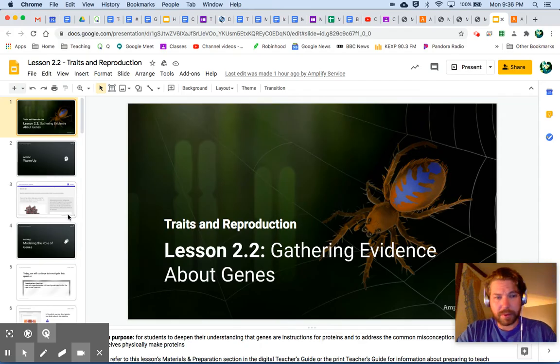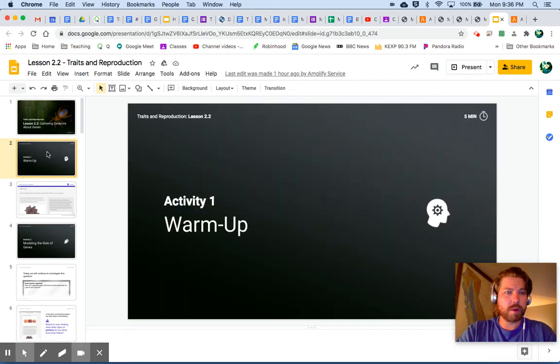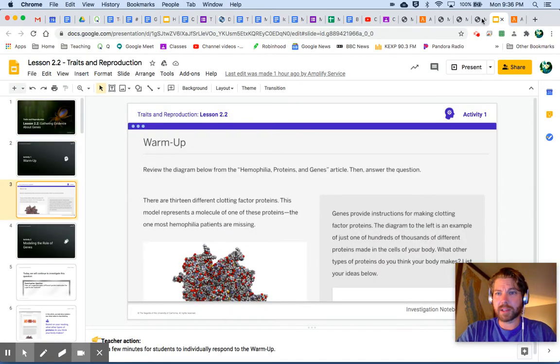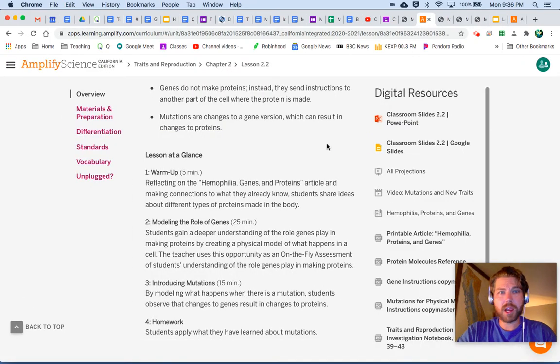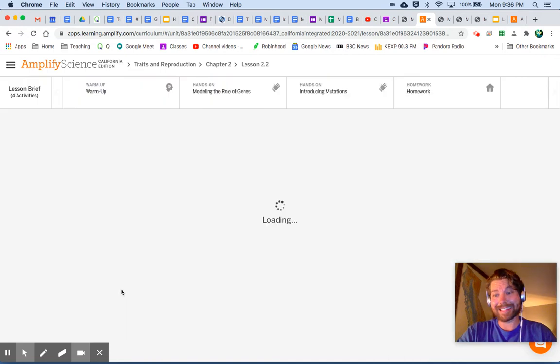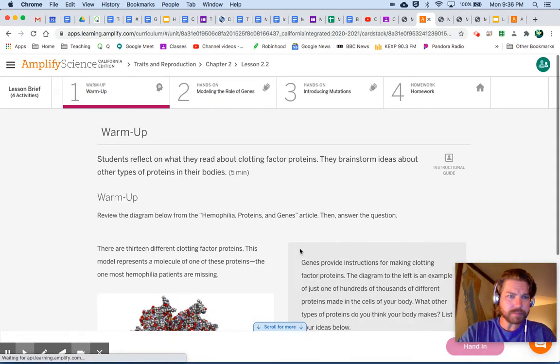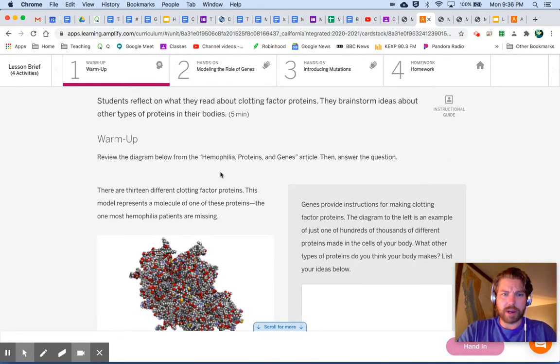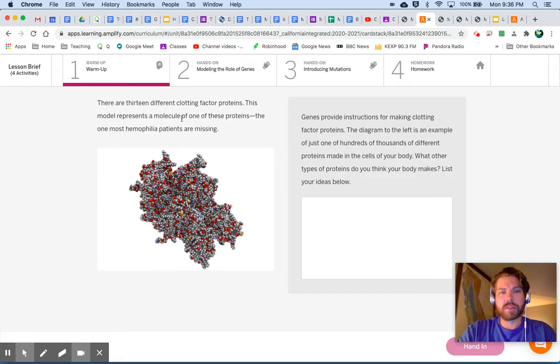But first, before we do any of that, let's go ahead and get to the warm-up. Let me pop this open in Amplify. It's asking you about a protein that we saw. Review the diagram below from the Hemophilia Proteins and Genes article. Remember, we read that last lesson. There are 13 different clotting factor proteins. This model represents a molecule of one of those proteins, the one most hemophilia patients are missing.